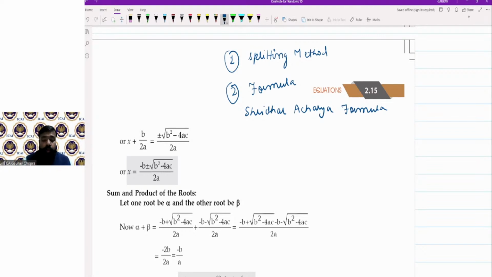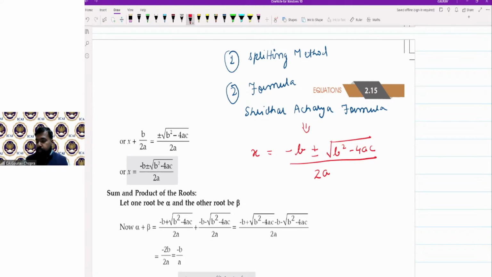Now let us write this formula first. In order to find out the roots, that is the value of x, what is the formula? Minus b plus minus root of b square minus 4ac upon 2a. So this is the whole formula.